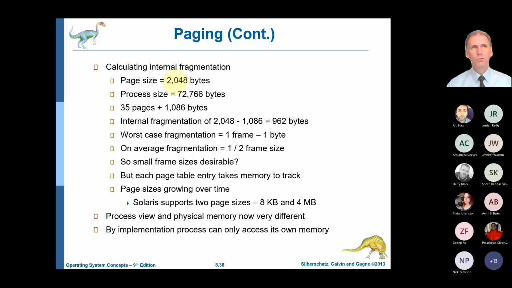1,086 takes up of 2,048 means that you've wasted 962 bytes, which out of a 72,766 byte process isn't too bad. It won't always be like that. Sometimes you'll waste a lot. Sometimes you'll waste hardly anything. Sometimes you'll waste nothing. In other words, the waste can go between 1 and page size minus 1. And on average, you waste half of it. So you waste half of 1 frame per process on average. And again, that's part of your calculation.